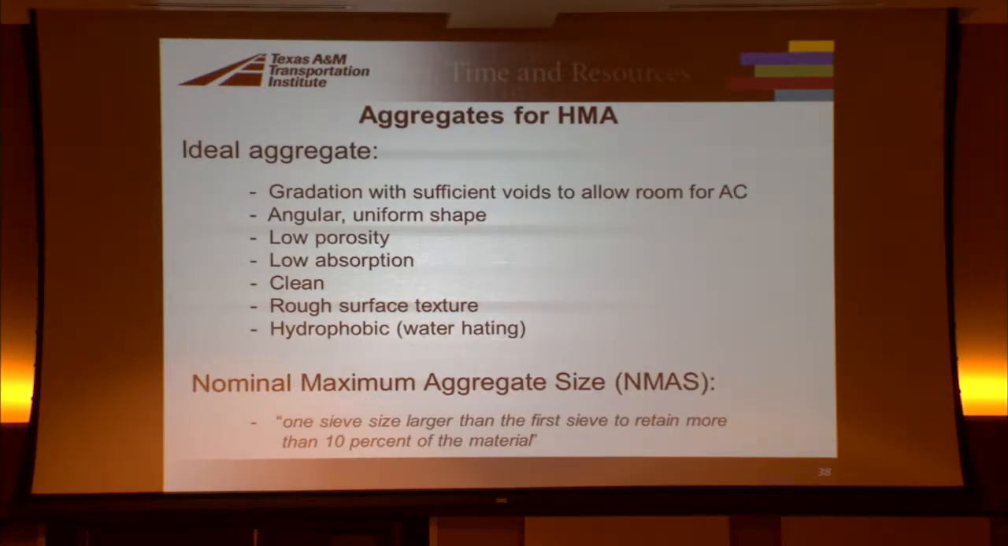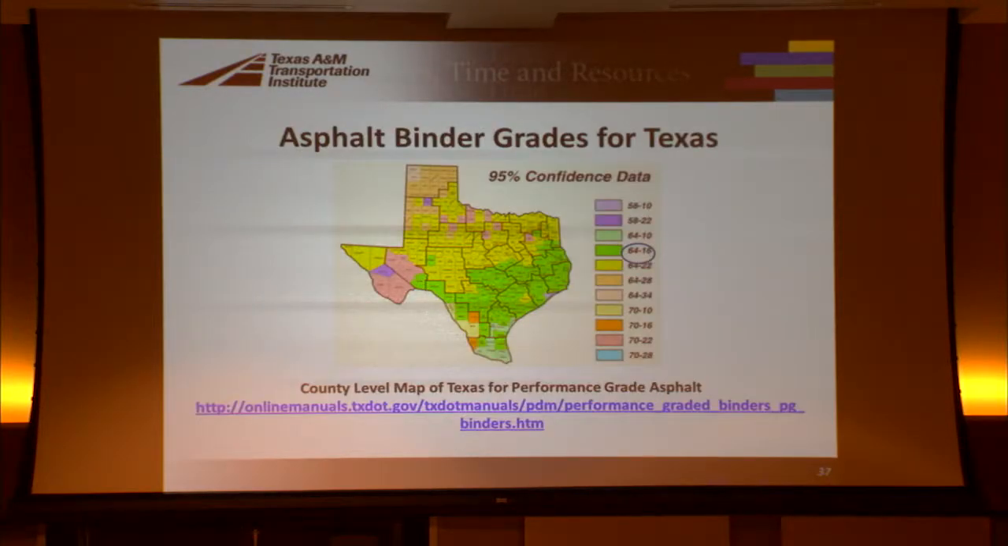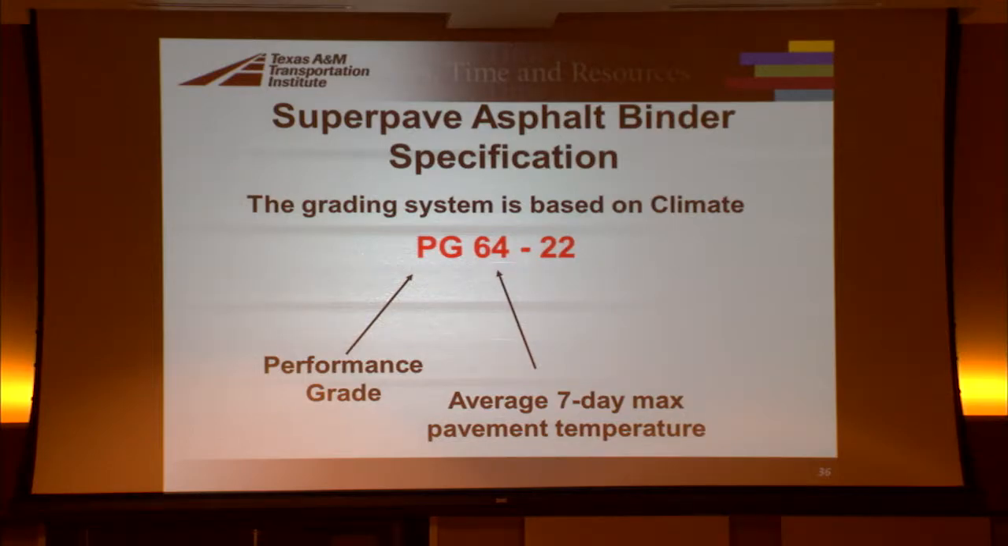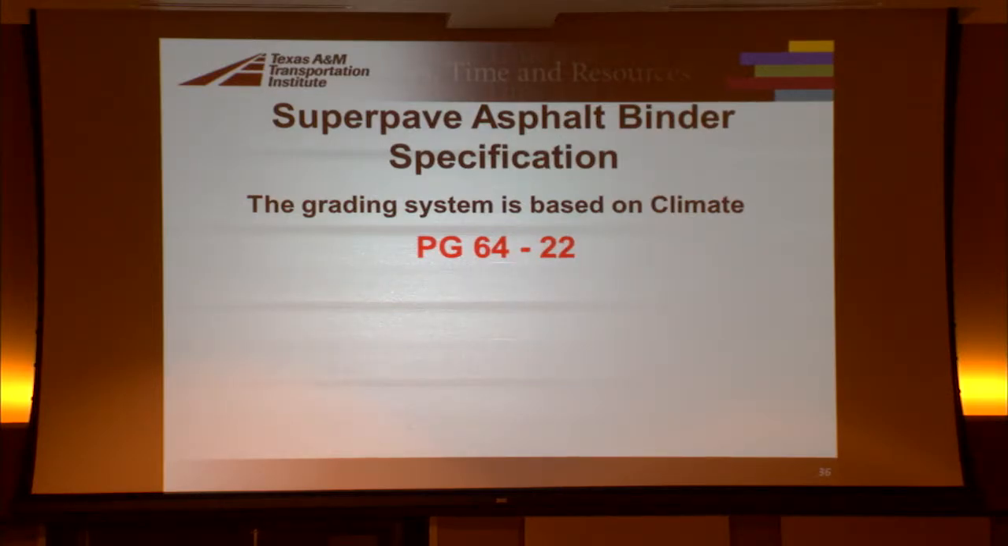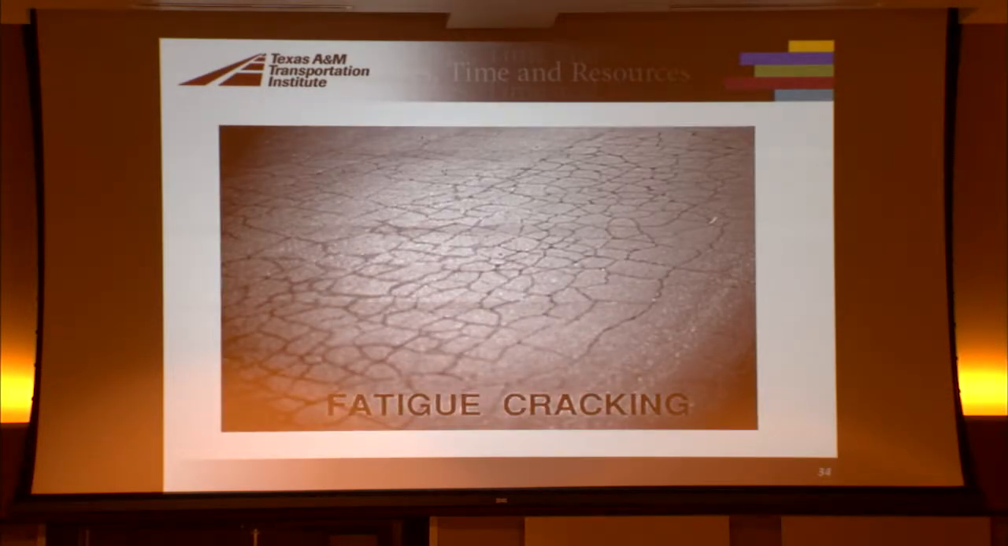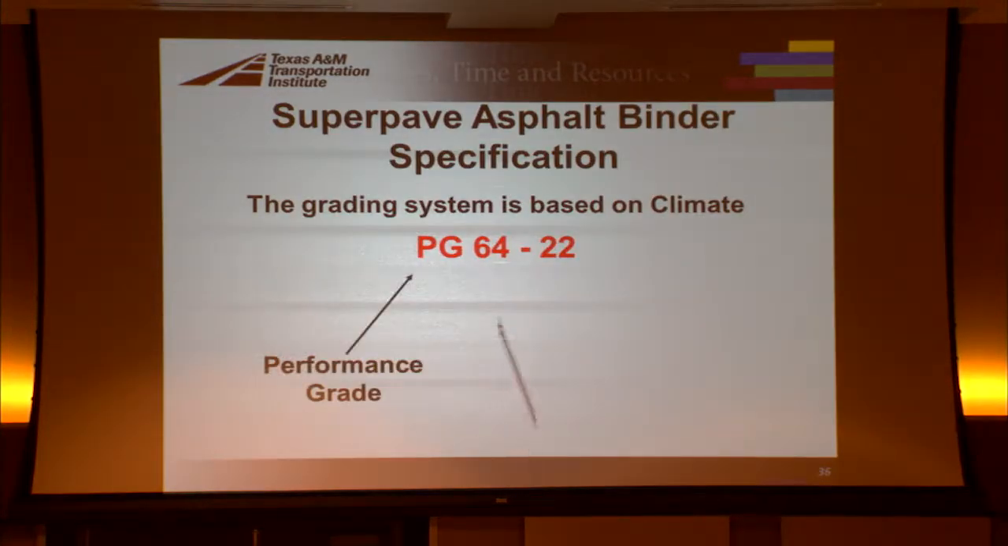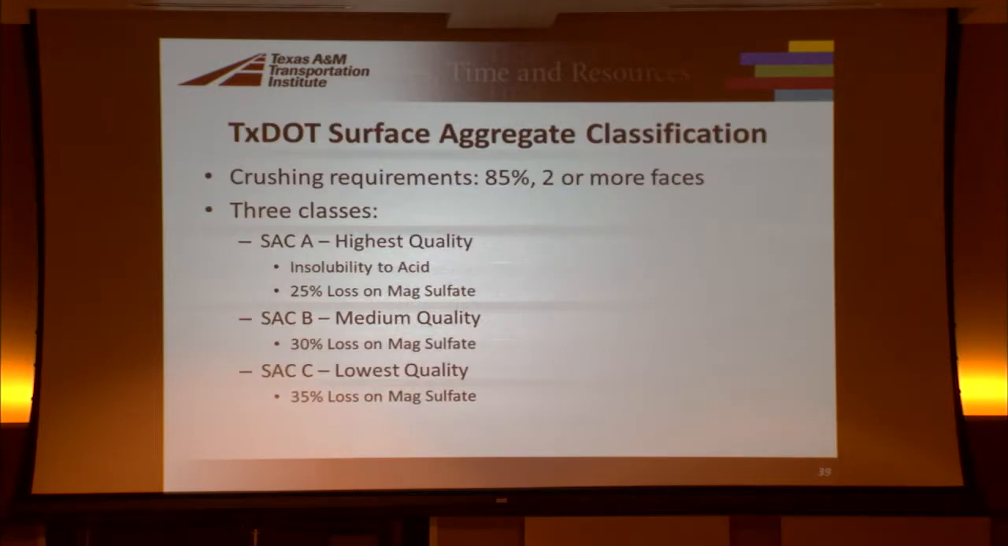Ideal aggregates, it's something that's angular, uniform gradation with sufficient voids, low porosity and absorption, clean and rough surface texture for skid resistance, and something that hates water. You don't want stripping occurring. So I'll go through this, but I forgot to remove that part of it. Okay. Whoa, excuse me, I'm going up instead of down.